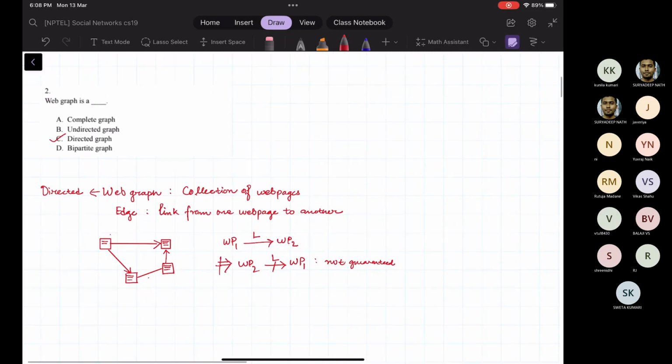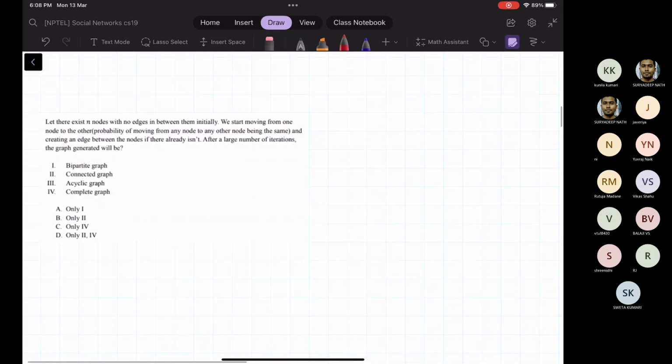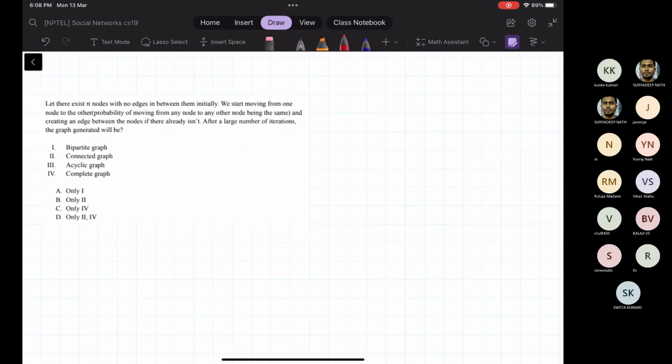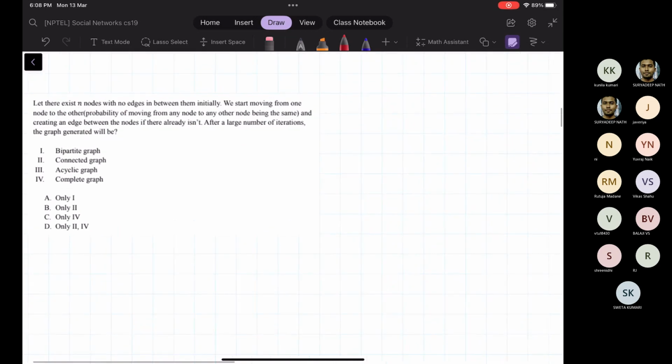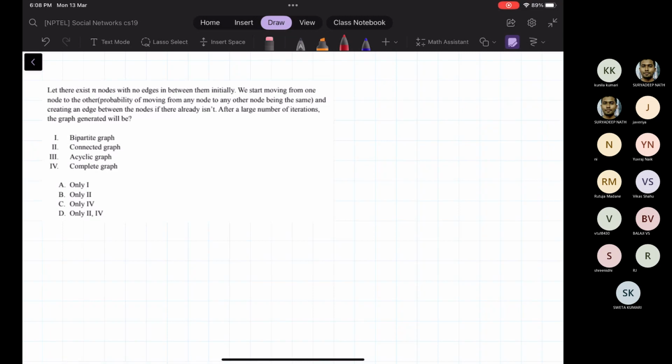Moving on to the next question. Okay, let us consider question 3. Let there exist n nodes with no edges between them initially. We start moving from one node to another. The probability of moving from one node to any other node is the same, and we create an edge between the nodes if there isn't one already. After a large number of iterations, the graph generated will be.